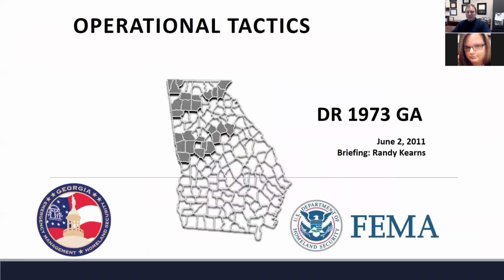So let me go through the Georgia example just simply because these are actual briefings that I conducted for leadership that was a part of the FEMA response to the Georgia tornadoes. And Georgia is a state of approximately 150 counties. A county in Georgia and most of the country is equal to a parish here.